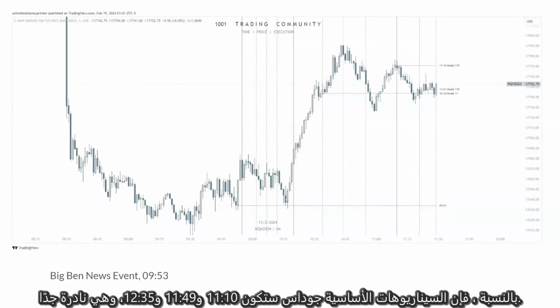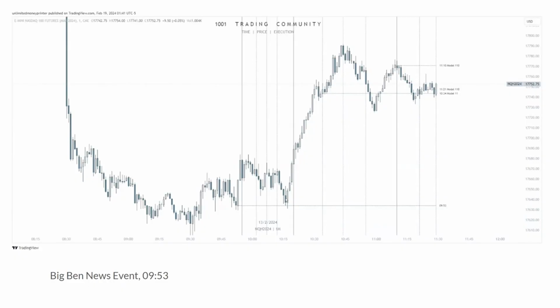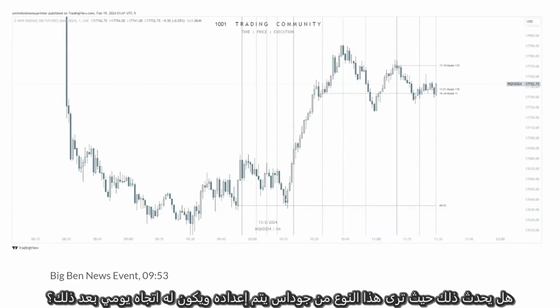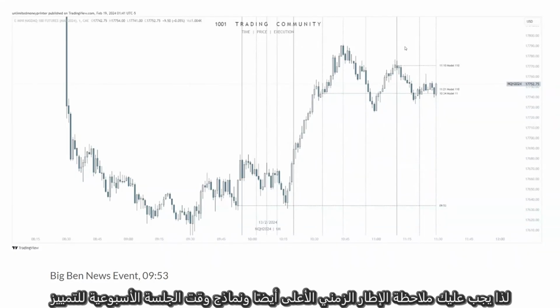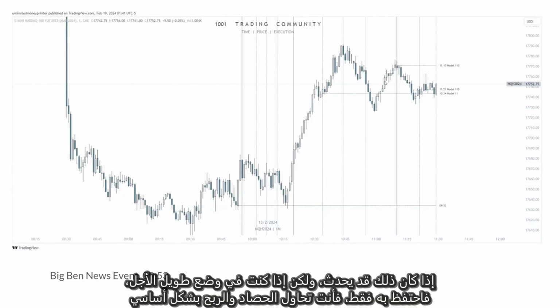Best scenarios for Judas are going to be 1110, 1149, and 1235. Very, very rarely does it occur where you see this type of Judas setup and it just has a trend day thereafter. So you must be observing the higher time frame as well in weekly session time models to distinguish if that might occur. But if you're in long, you're trying to reap in profits essentially.